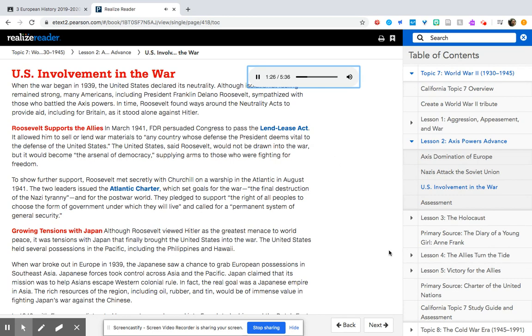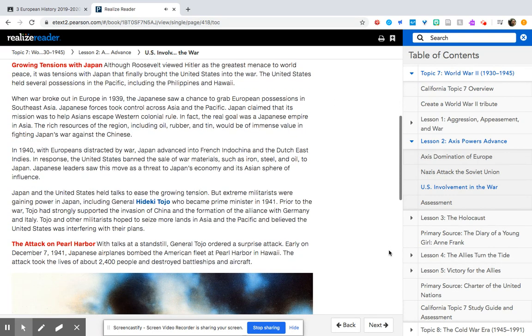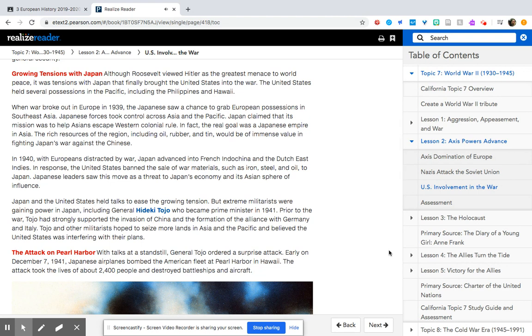Growing tensions with Japan. Although Roosevelt viewed Hitler as the greatest menace to world peace, it was tensions with Japan that finally brought the United States into the war. The United States held several possessions in the Pacific, including the Philippines and Hawaii. When war broke out in Europe in 1939, the Japanese saw a chance to grab European possessions in Southeast Asia. Japanese forces took control across Asia and the Pacific.